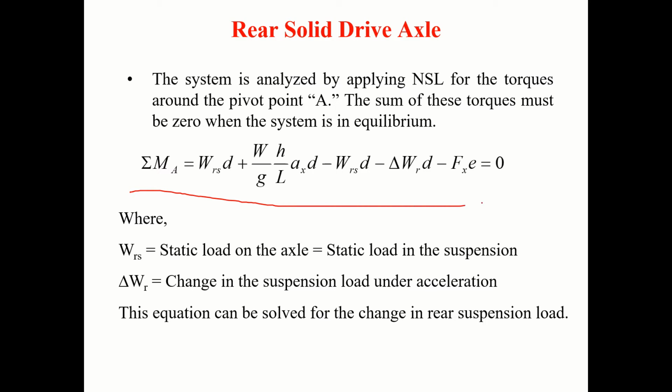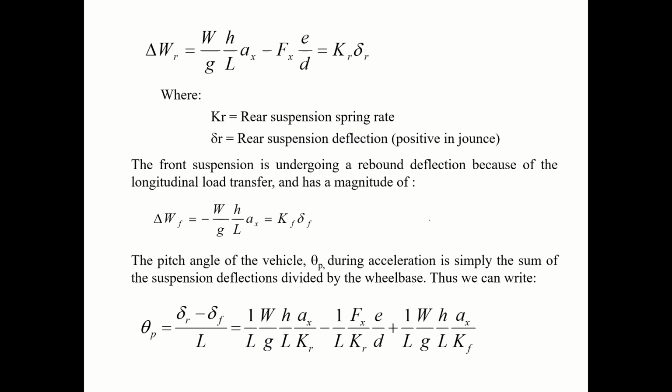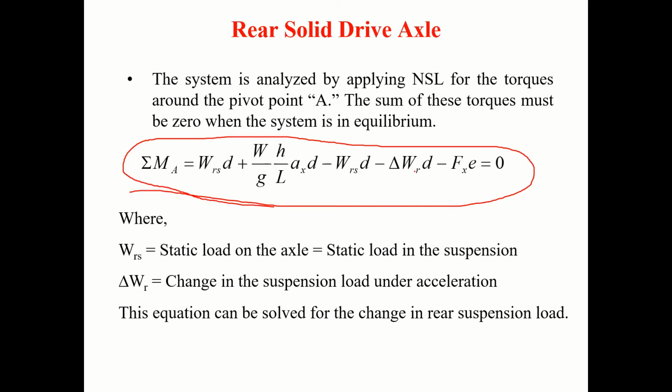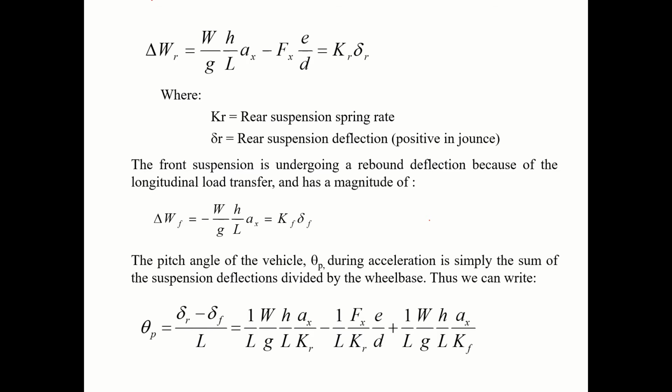Okay, right. You will get this equation. From this equation, we can find out what delta WR is. So you are getting delta WR equal to this. And because of this, the rear suspension stiffness into rear suspension deflection becomes the stiffness force. This will resist this force.